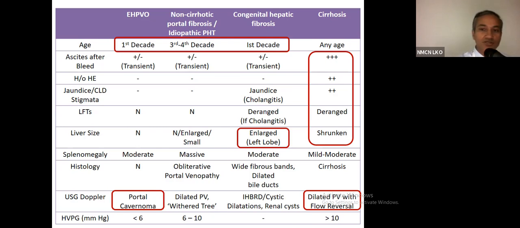Histology will show congenital hepatic fibrosis in the form of wide fibrous bands and dilated bile ducts, whereas in non-cirrhotic portal fibrosis, there will be obliterative portal venopathy. So portal veins will be sclerosed, with atrophic portal tracts, and there is approximation of portal tracts in non-cirrhotic portal fibrosis. On ultrasound Doppler, there will be cavernoma in EHPVO, whereas in cirrhosis there will be a dilated portal vein with slow reversal, and in congenital hepatic fibrosis you may find renal cysts or cystic dilatation.